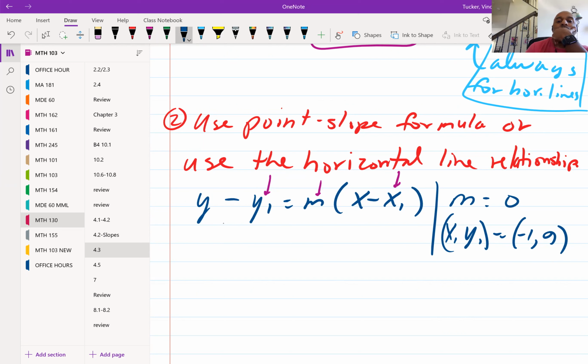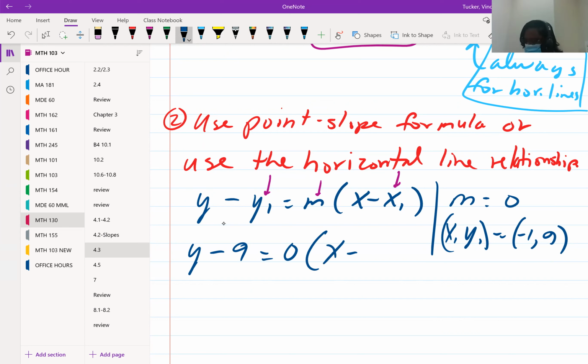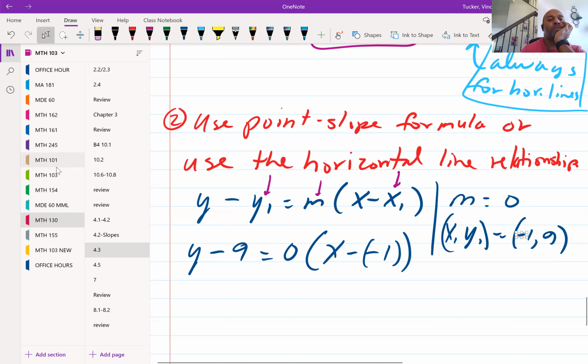Okay. All right. So once again, this is your point slope formula, the formula that we used previously, and we're going to plug in accordingly. Plug in 9 for y1, 0 for m, -1 for x1. I'm just showing you that's how you format it.